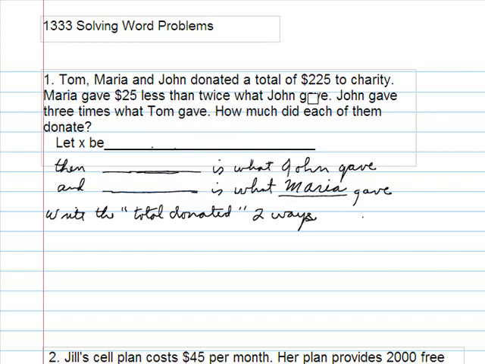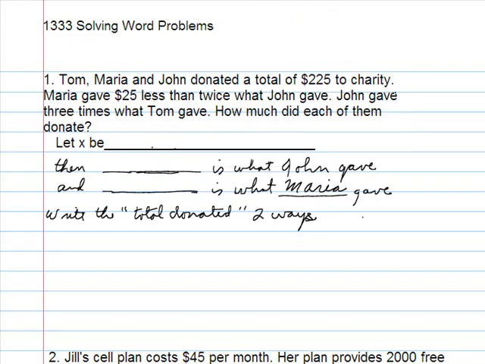Tom, Maria, and John donated a total of $225 to charity. Maria gave $25 less than twice what John gave. John gave 3 times what Tom gave. How much did each of them donate?